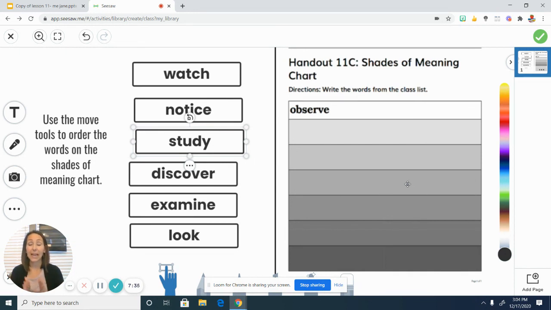All right, so again, there's not one right way to order these words. As long as you can explain your thinking, that's the most important thing. And again, just realizing that learning these words and using these words can help us better communicate more clearly exactly what it is we're trying to say.